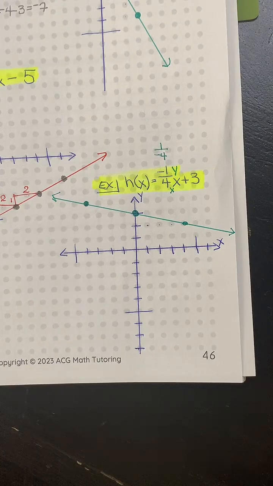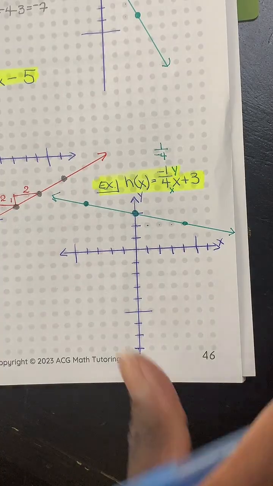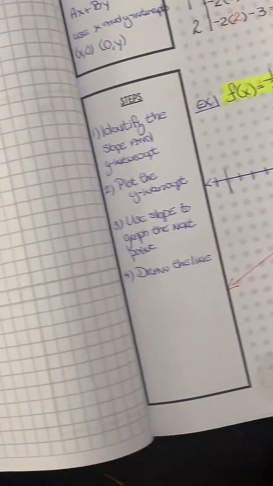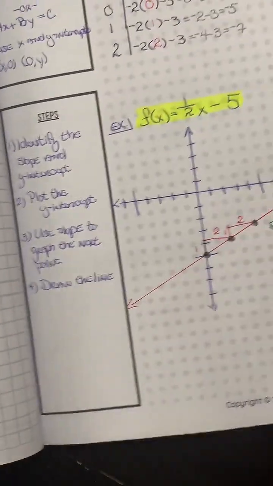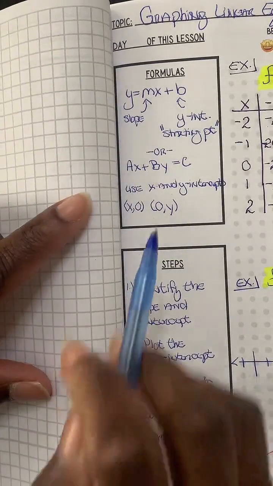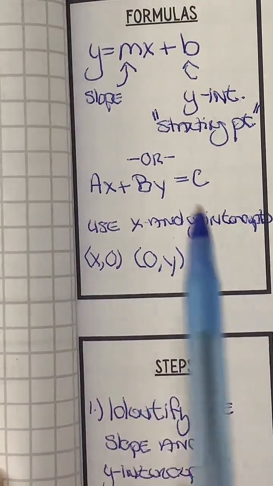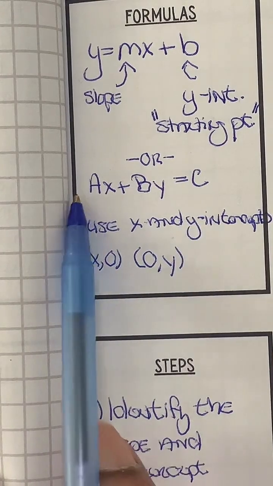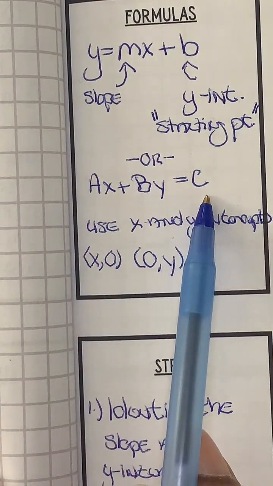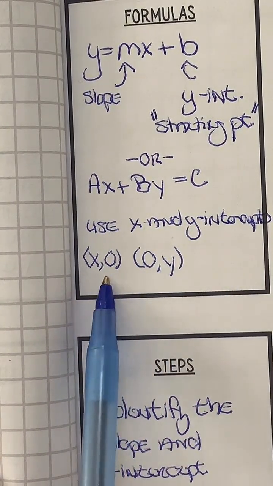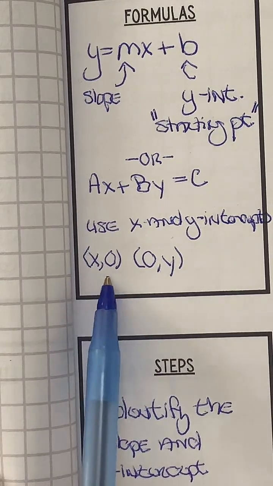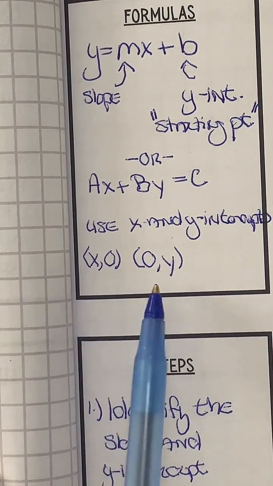Well, so that's in slope-intercept form. So what happens if we kind of change it up a little bit? Instead of slope-intercept form, we have what's called standard form. So ax plus by equals c. In order to graph lines of standard form, you need to look at their intercepts.